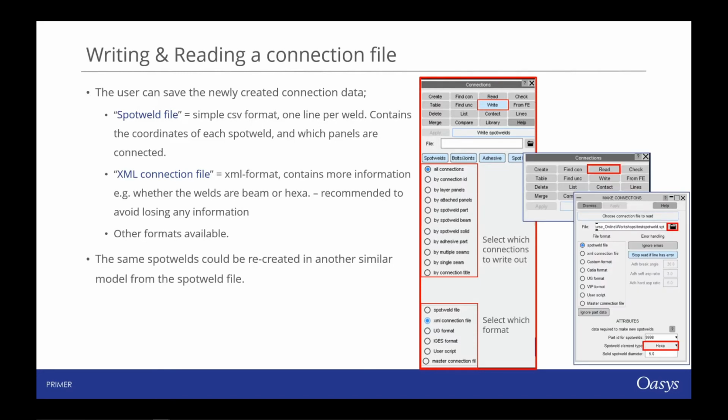As well as write, you can also read connection files. So the same spot welds may have been created in an earlier model or earlier generation of your model, or it could be from another format. For example, if you have CAD data in CATIA format, you could choose to read that in. There are multiple file formats, and depending upon the file format you select, will change the attributes that you're required to input. So if I just switch to an example now.